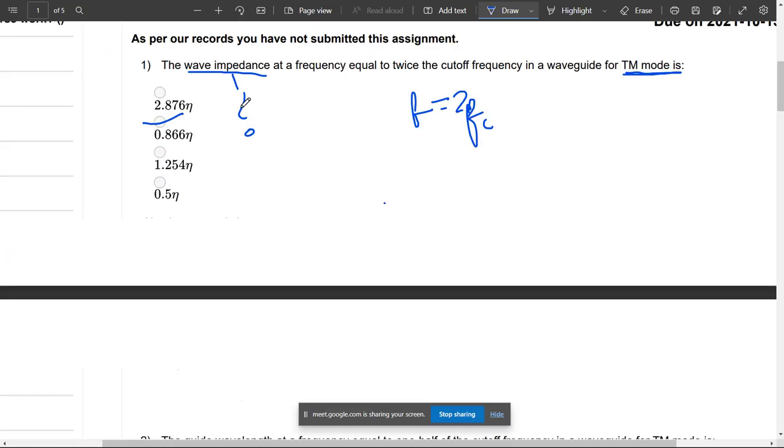So the first question here is: the wave impedance at a frequency equal to twice the cutoff frequency in a waveguide for TM mode is. What is asked of us? Wave impedance is asked. What does wave impedance mean? Can someone tell me what wave impedance means?